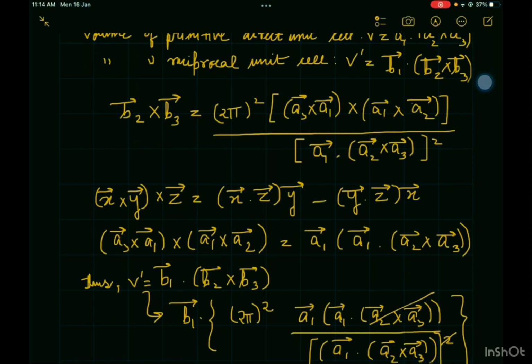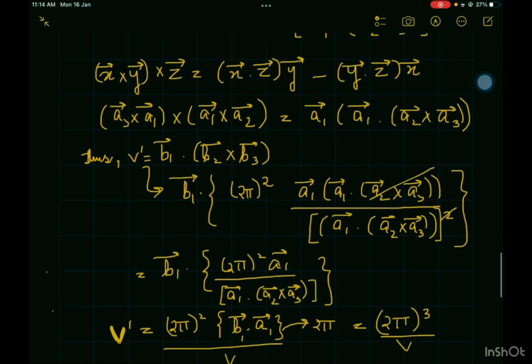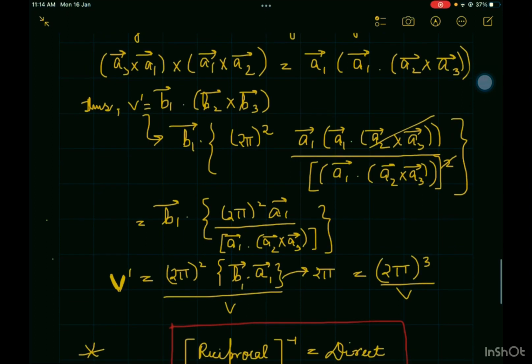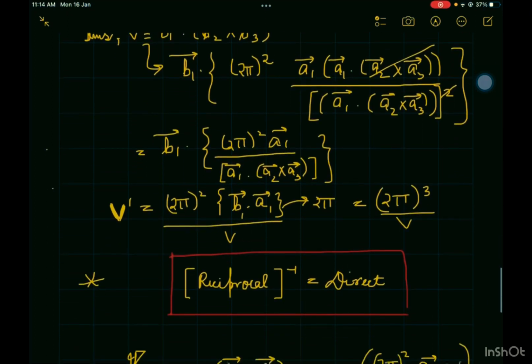Now if you simplify this b2 cross b3, what we find is the following. On simplifying this further, we find that the volume in the reciprocal space is actually equal to 2 pi cubed divided by the volume of the direct space.